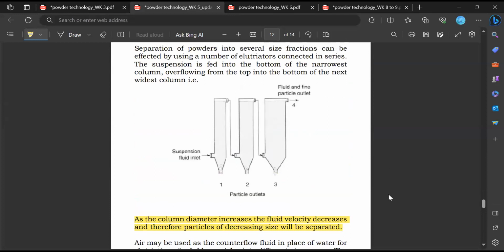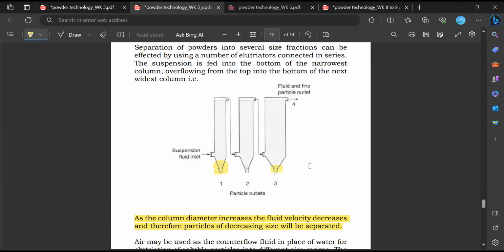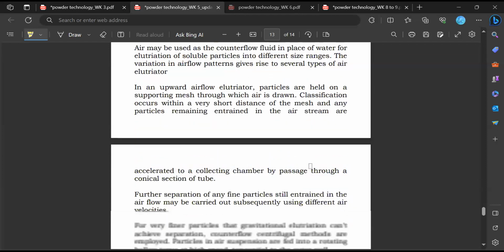You can also use this, where in the first outlet you'll have the coarser or larger particles, and once it moves further into the other columns, you'll see more of the finer particles, because as the diameter of the column increases, the velocity decreases, and therefore you'll have more finer particles.